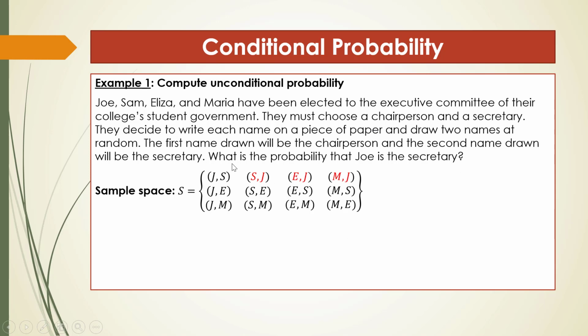Here the question asks: what is the probability that Joe is the secretary? That means Joe should be at the second position in the ordered pair. Here we have 3 outcomes that have J at the second position. So for the outcome that Joe is the secretary, we have 3 ordered pairs: SJ, EJ, and MJ. So the probability that Joe is the secretary is 3/12, which is 1/4 or 25%. So that is about unconditional probability.